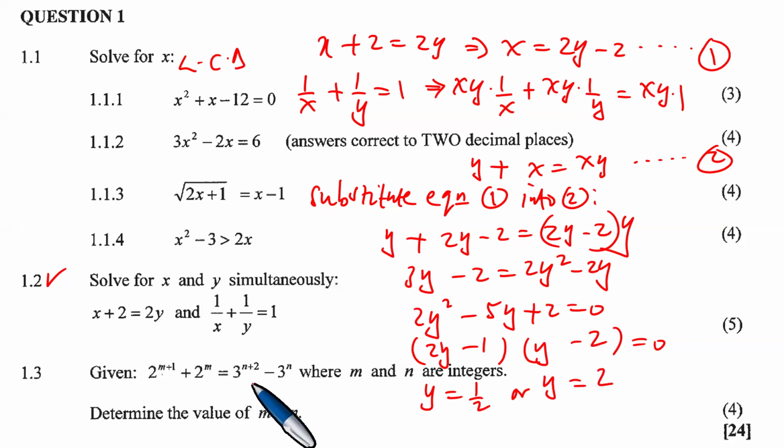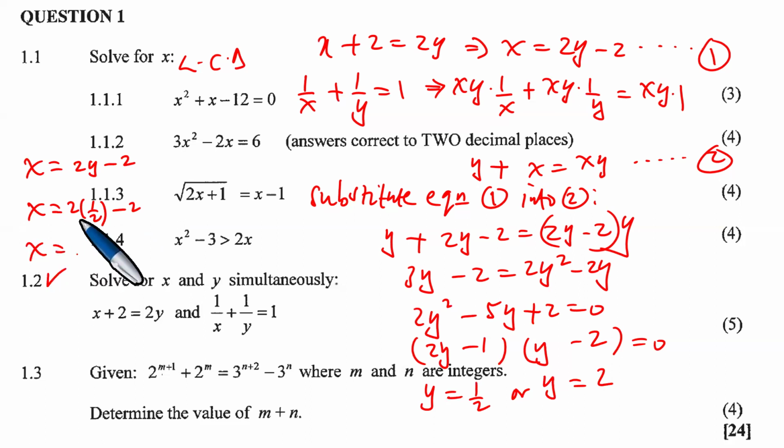When we get to this point, we see that x is equal to 2y minus 2. So for y equals 2, x equals 2, and for y equals 1/2, 2 times that is 1, minus 2, and this is minus 1. So we therefore have been able to achieve the results.